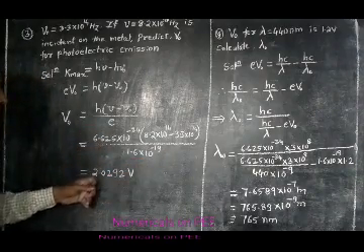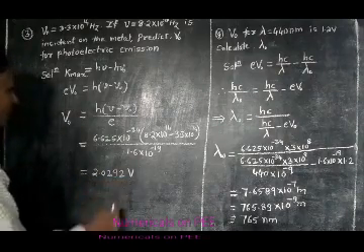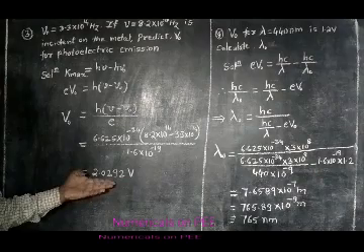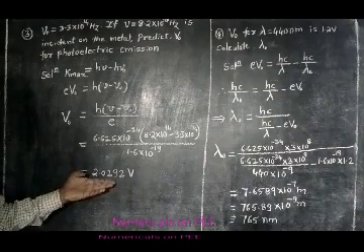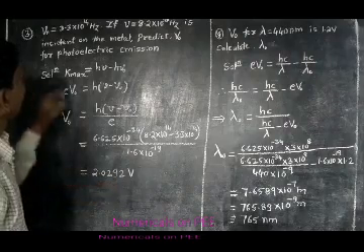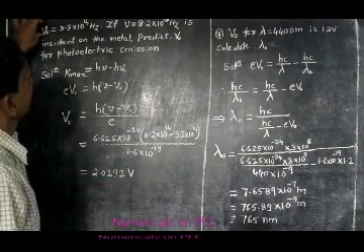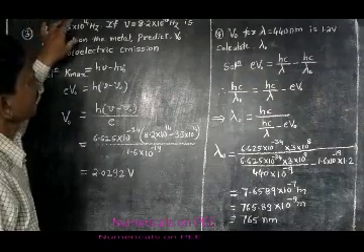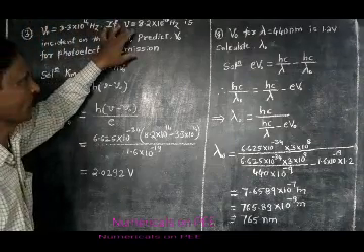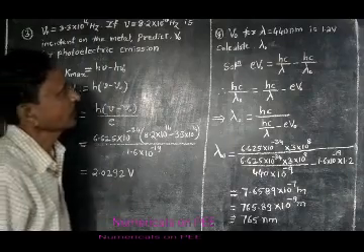Solving this we get 2.0292 volt. This is the cutoff potential for a given metal of threshold frequency 3.3 and incident frequency 8.2. Clear? Now next problem.